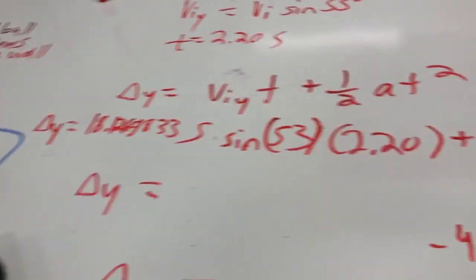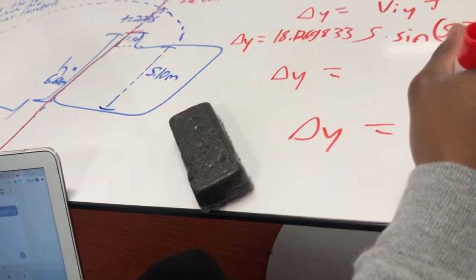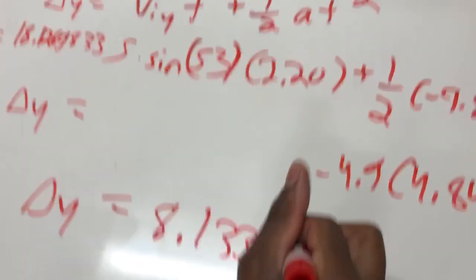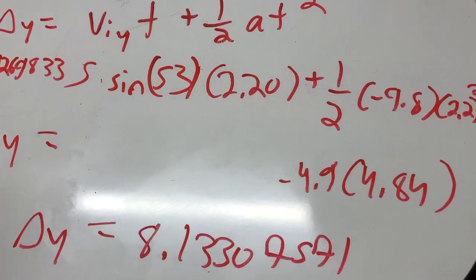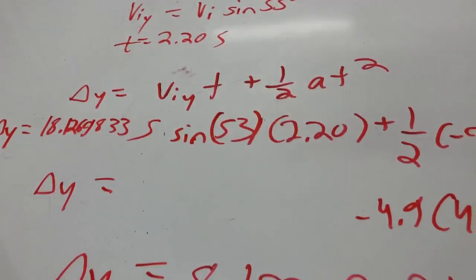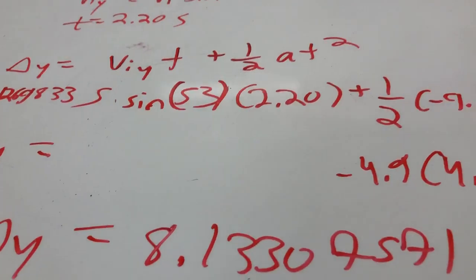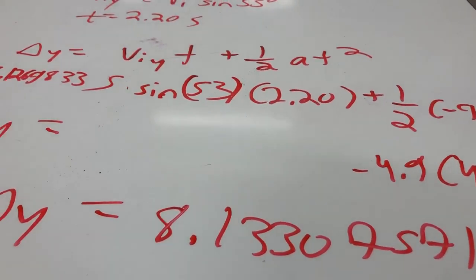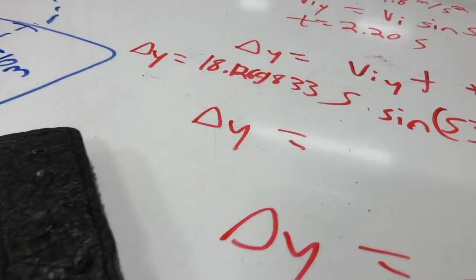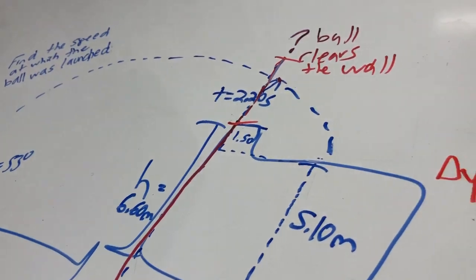So after running these numbers here, we got 8.13307571. There we go. Great. So that is the change in y between the initial point and the final point, right? Yeah, so that's my vertical. But is that what they're asking for?